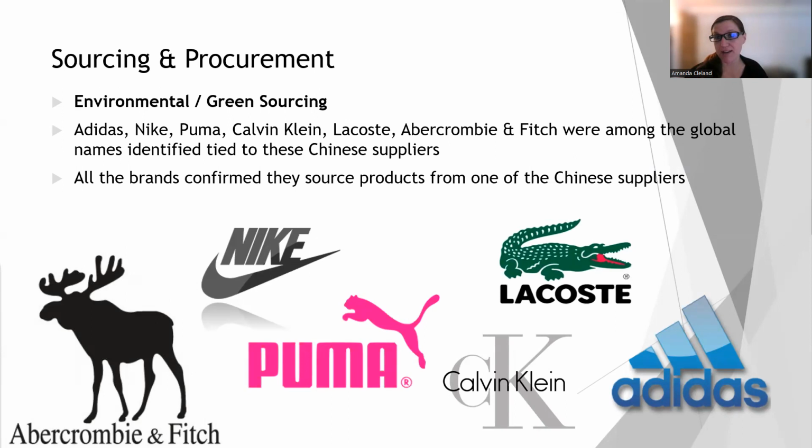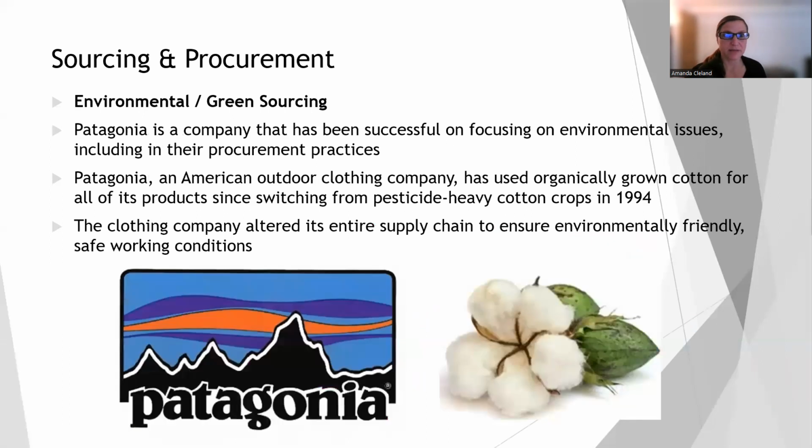Some of the clothing brands that were purchasing from these suppliers were Adidas, Nike again, Calvin Klein, Lacoste, Abercrombie and Fitch. These were some of the big global clothing names that were identified with these Chinese suppliers. And again, obviously they were not doing their due diligence to understand what their suppliers were doing and ensuring that they were buying from environmentally conscious suppliers. They all confirmed, yeah, we source products from at least one of these Chinese suppliers. So they were not doing their proper due diligence.